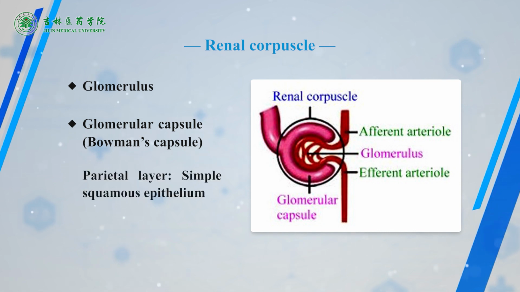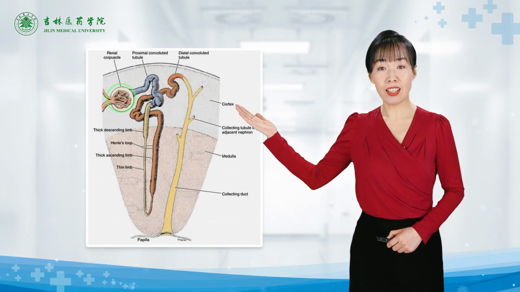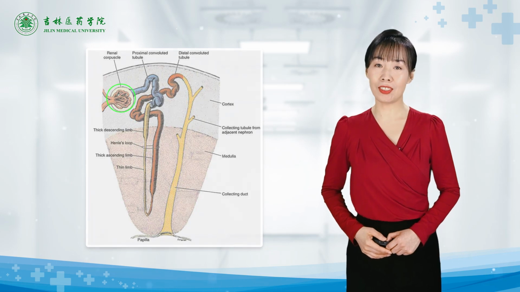The cells of the parietal layer are simple squamous epithelial cells. Between the two layers is the urinary space, which receives the fluid filtered through the capillary wall and the visceral layer. Look at this picture. The green circle shows one renal corpuscle.